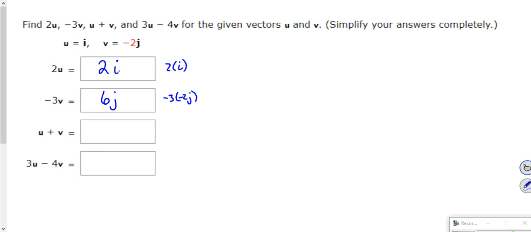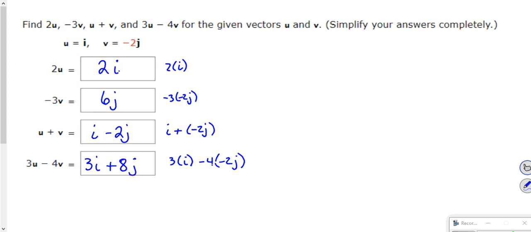Okay, u plus v. Again, we're literally just adding them together. This is i minus 2j, or really it's i plus a negative 2j. So plus a negative, we just drop the positive. And then 3u minus 4v. Well, this would be 3i minus 4 times negative 2j. Well, this is going to leave me with 3i plus 8j. Okay, I hope that's easy enough to see. All right, keep going.